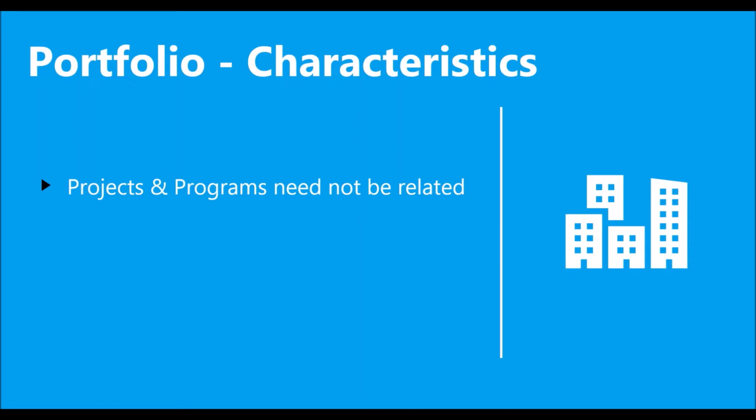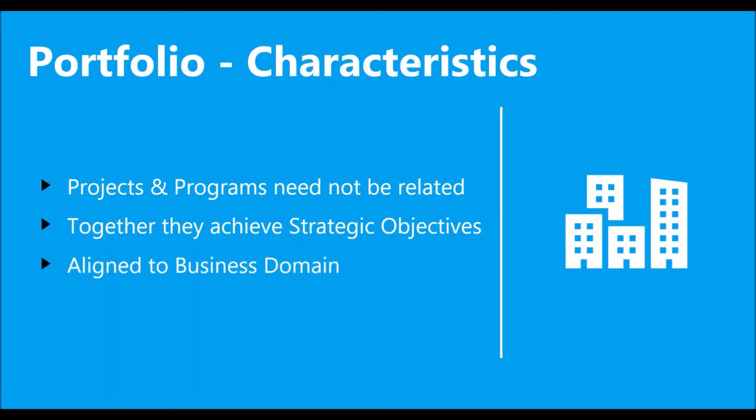Now I'll explain that with an example. Together, they achieve strategic objectives. They are together, right? So projects and programs are together because the organization has a strategy or strategic objective or strategic goal which they are trying to fulfill. They are typically aligned to a business domain. Okay, now let's try to make sense out of this by looking at an example.